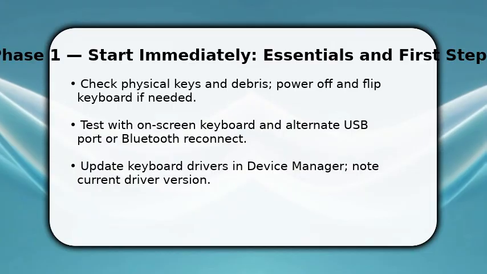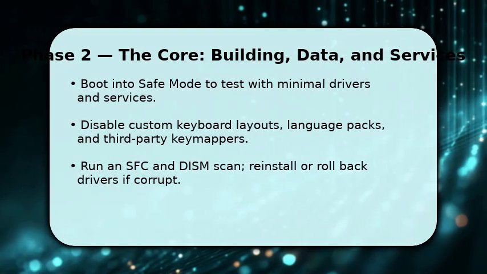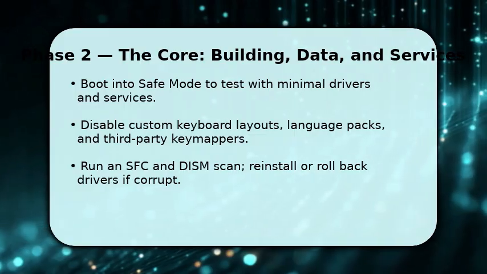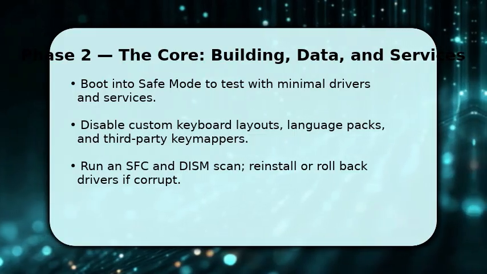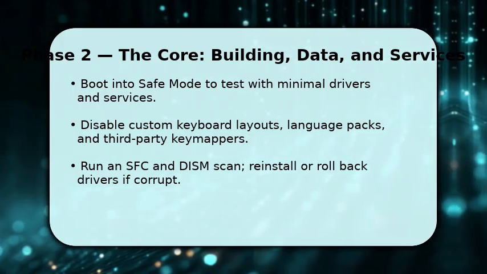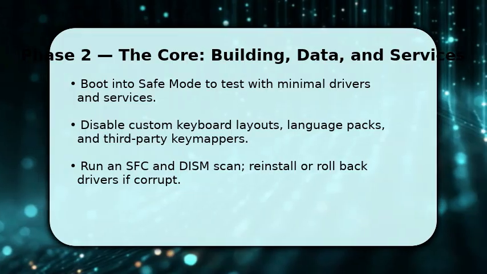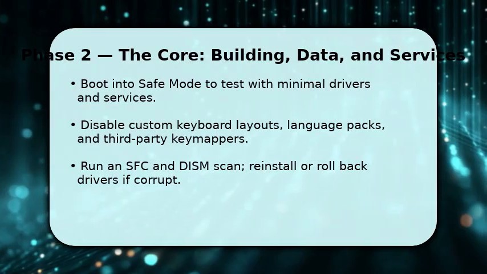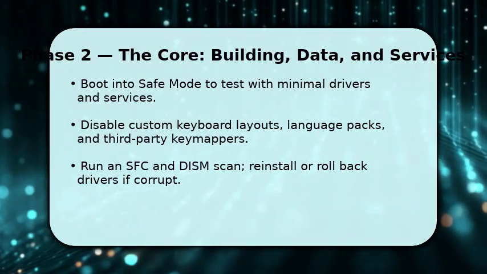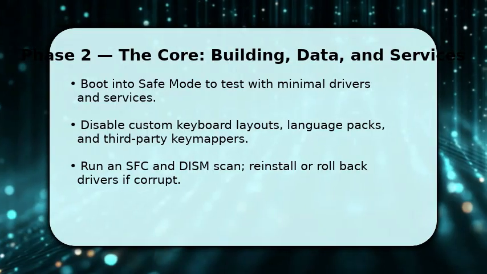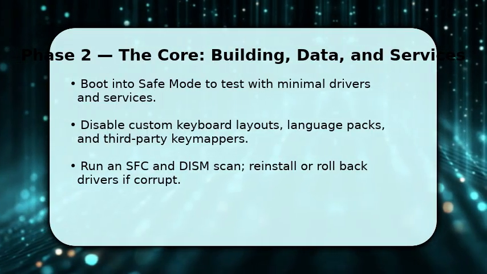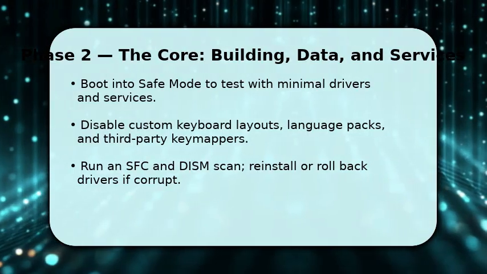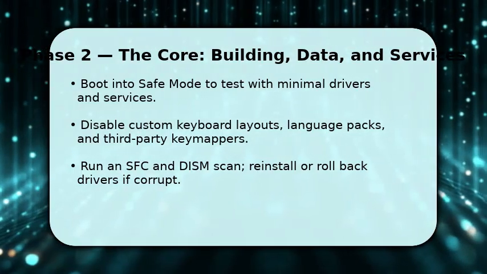Next, you isolate software. Reboot into safe mode and test the number keys so you can see whether a background app is the culprit. If numbers work in safe mode, disable custom layouts, language packs, and key remapping tools one at a time, because these often override default input. Run System File Checker and DISM to repair corrupted system files, and then reinstall or roll back the keyboard driver if corruption persists. This step-by-step narrowing identifies whether the fault is Windows, a utility.